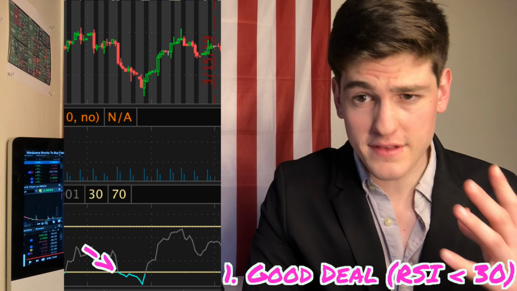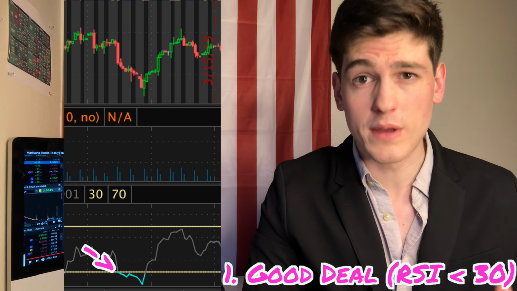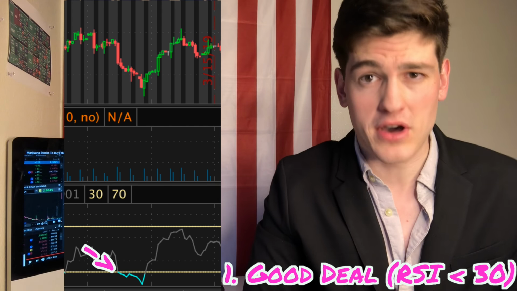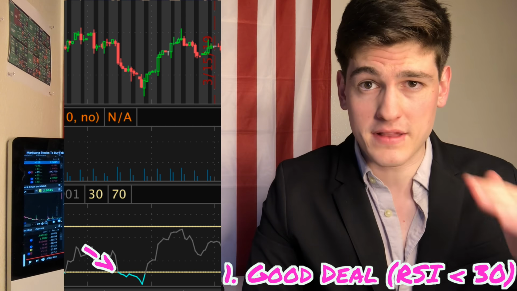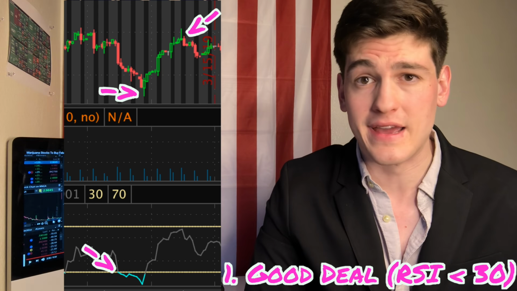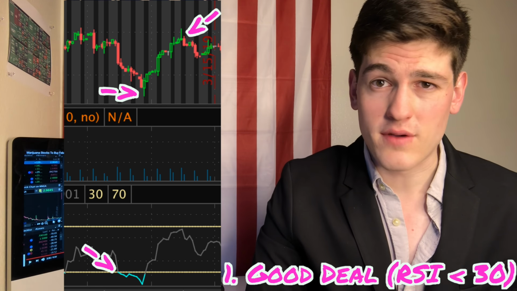Okay, so the first criteria that I look for when looking to take a swing position is that the stock is a good deal. That's because if it's below 30, that means that it's oversold, and it's extremely important that we get it at oversold when it comes to swing positions because we need that margin of error. Of course, when we're taking a swing position, the idea behind it is that you're basically buying low and selling high, and the only way to really do that is to make sure that you're buying low. Not buying high and then attempting to sell higher, which usually isn't a great strategy.